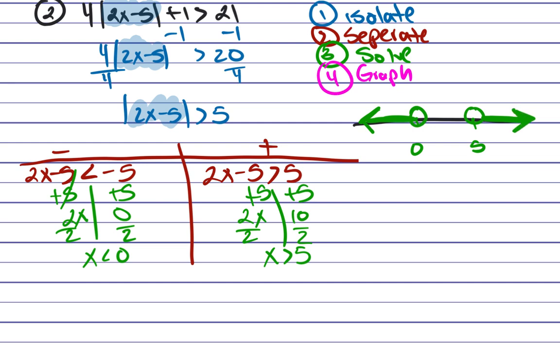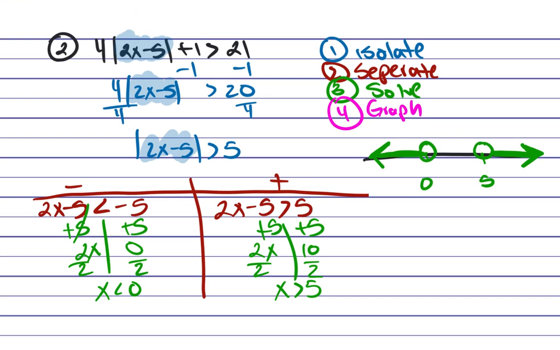So notice this graph looks different than the first question. The reason for that is that after I isolate, I have a greater than OR problem. That OR is very, very important. That OR means that the lines are not going towards each other. So we have two different answers.